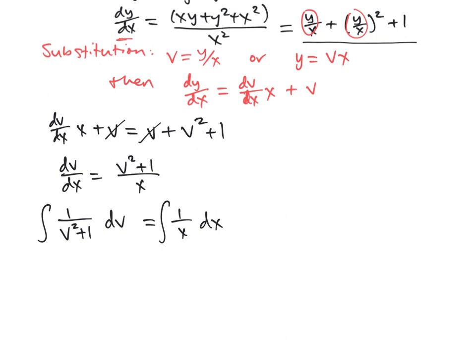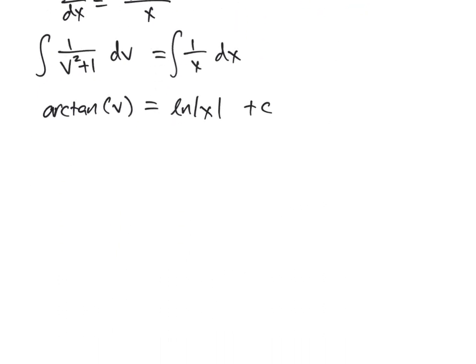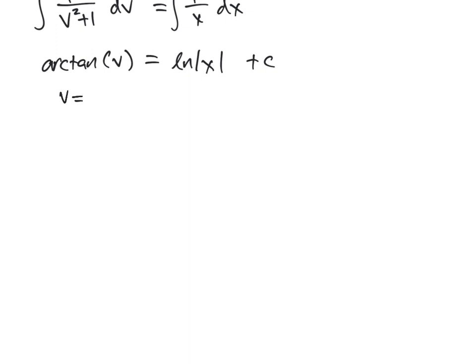The left-hand side might not look easy, but if you remember, it is in fact arctan of v, and on the right-hand side, this is just ln of x, and we get just one constant for both sides. So we can solve this for v just by taking the tangent of both sides. We get v equals the tangent of the whole quantity ln of x plus c.